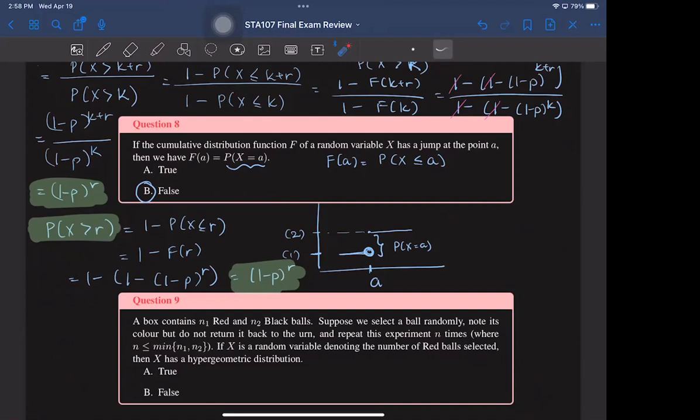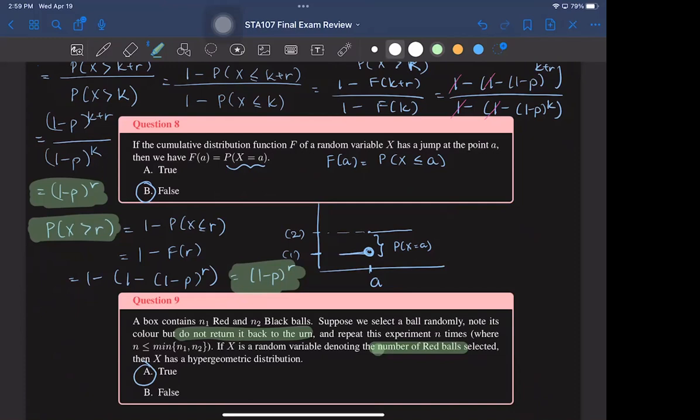So we have an equal number of people who choose true and the same amount of students choose false. The answer here is true. It is because we do not return back to the urn. So it is simply without replacement. And we are interested in the number of red balls, which means the number of objects that come from one group out of the two groups that we have. Therefore, it follows hypergeometric distribution.